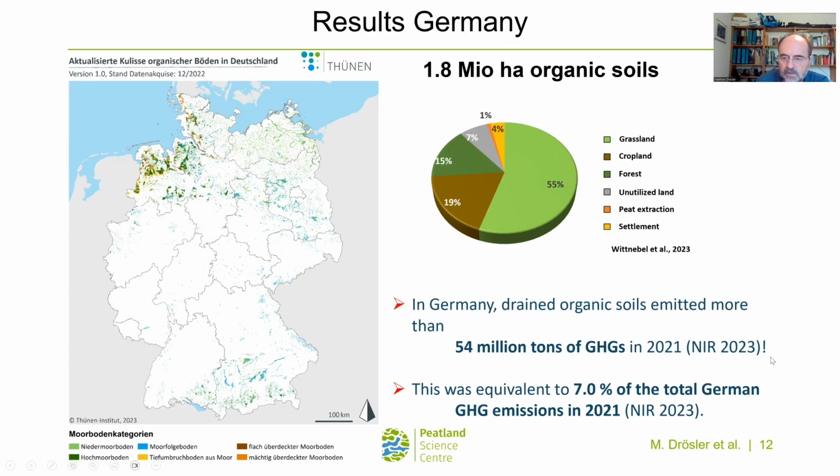So from the national inventory in 2023, this is equivalent to 7% of the total German greenhouse gas emissions in that year. That's really a major source of greenhouse gas emissions in the several sectors.